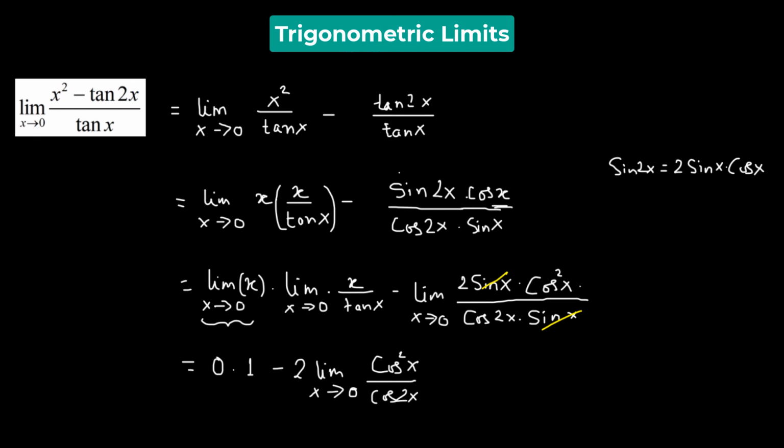So 0 times 1 is going to give us 0. So we have negative 2 times cosine squared 0 over cosine of 2 times 0, which is also 0. Now cosine of 0 is 1, so that gives us a limiting value of negative 2.